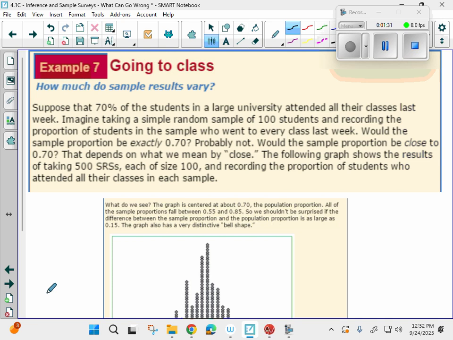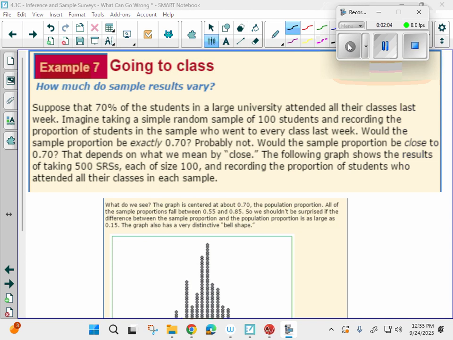All right, let's say we're at some large university like CU Boulder, and 70% of students go to class on any given day. Okay, they know that that is the true proportion who go to class on average every day. Now, if I ask 100 kids, did you guys go to class today? Is that sample going to be exactly 70%?